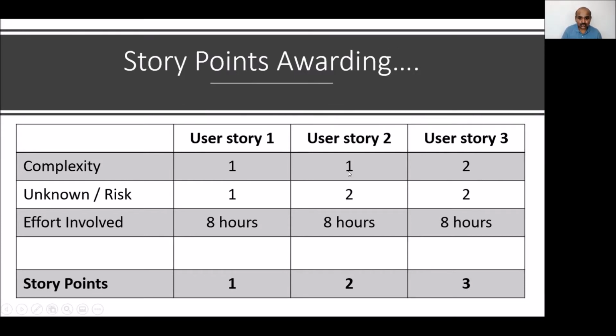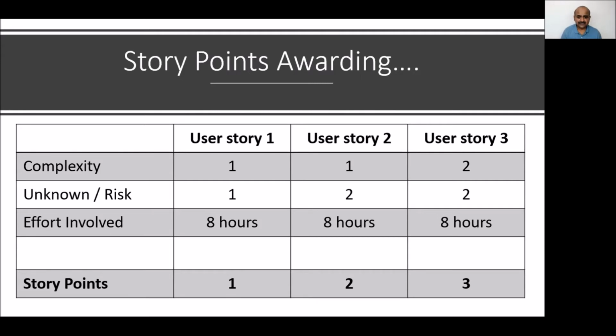Similarly, user story 2 is actually taking more risk, because there can be a regression impact if it is not handled well, or if this particular story is not properly completed, and there is a possibility of downtime of the entire production. So that's why I'm telling you, even though the 3 stories are taking 8 hours alone, just because some stories are having more complexity, more risk involved, you have to award extra story points for it.